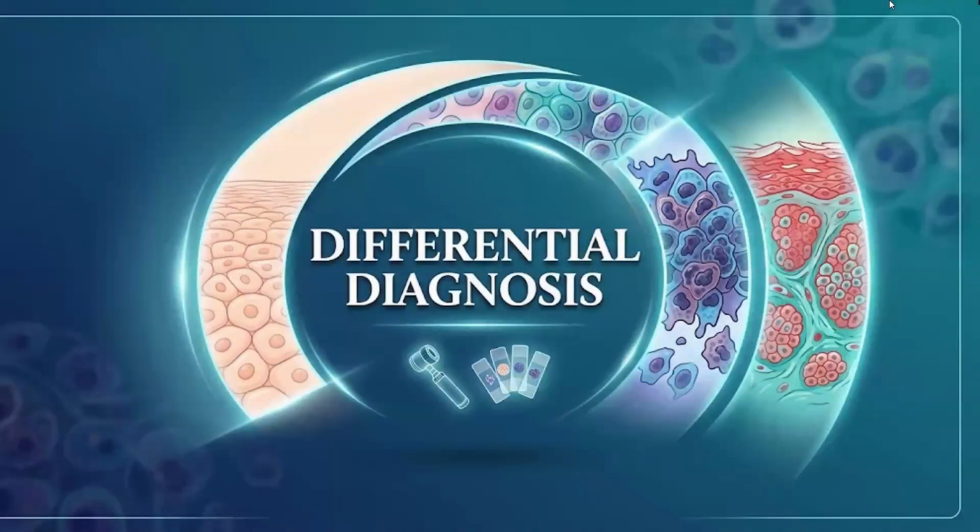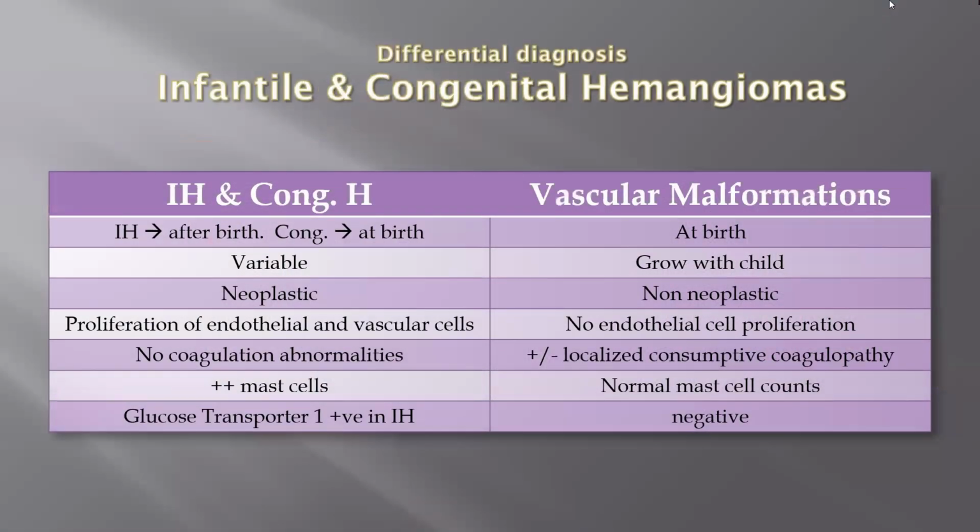The most important differential diagnosis for infantile and congenital hemangiomas is the vascular malformations. Vascular malformations, like congenital hemangiomas, must be present at birth. However, infantile hemangiomas, in most cases, are not present at birth. The growth of infantile and congenital hemangiomas is variable according to the type and timing, as we discussed. Vascular malformations grow with the child. Hemangiomas are neoplastic, while vascular malformations are non-neoplastic.